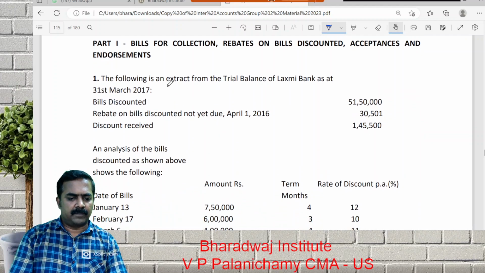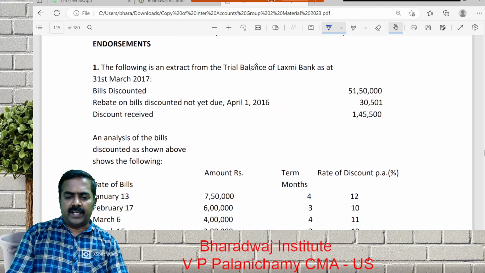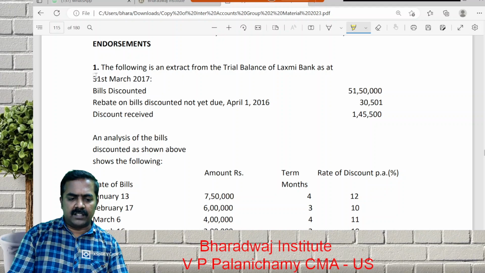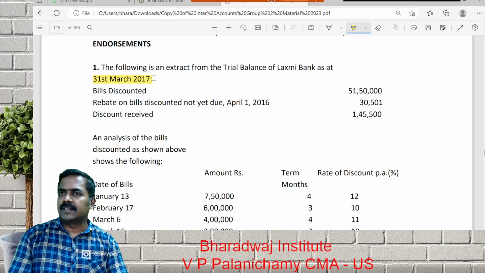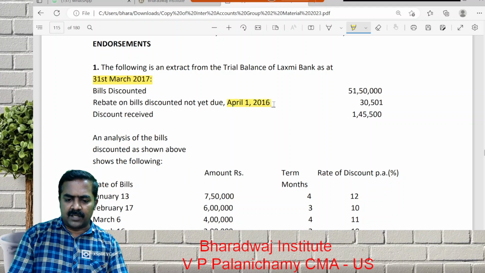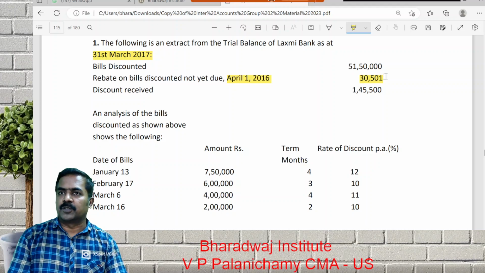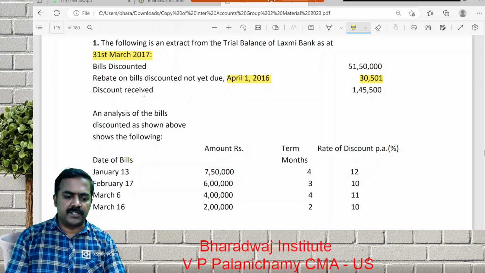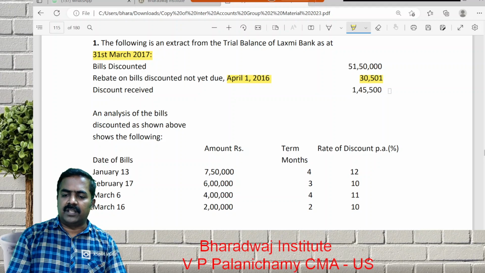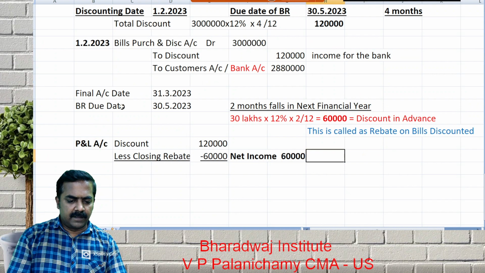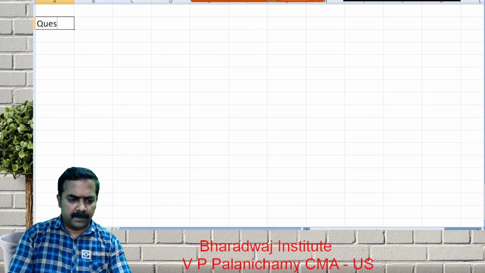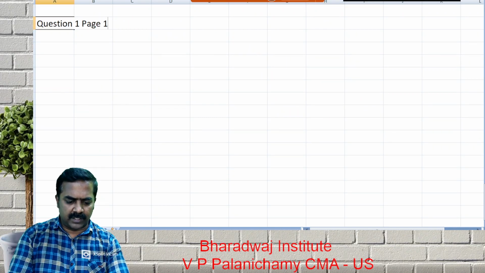Go through this. The following extracts of trial balance are given on 31st March 2017. They have given the end of the year. This rebate is on what date? 1st April 2016, they have given opening rebate as on 1st April 2016. What is opening rebate? 30,501. Discount earned during the year, how much have they given? 1,44,500. Wait. Now tell me, this is question number 1, page number 144.